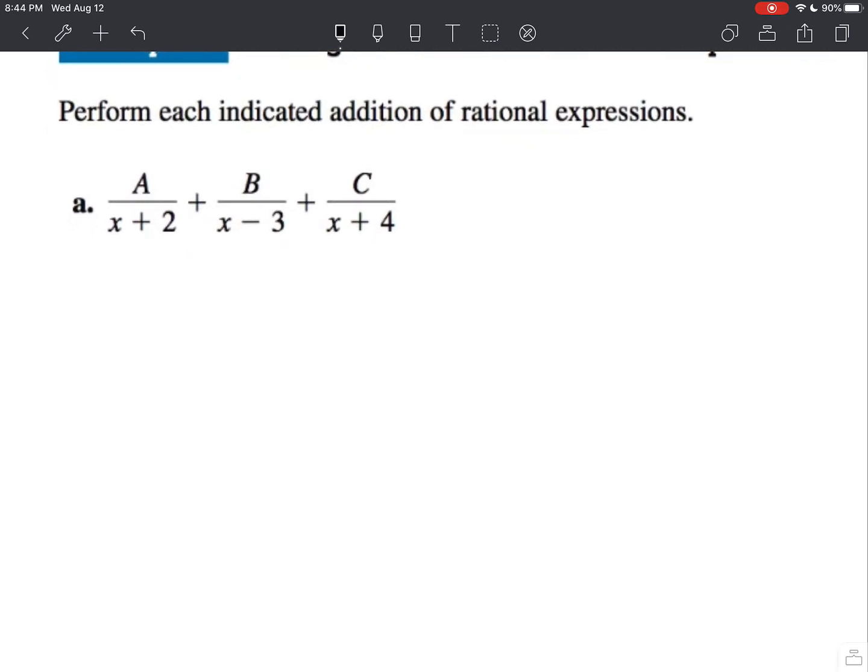So we've got a over x plus 2 plus b over x minus 3 plus c over x plus 4. We want to add these three rational expressions together. It's important to note that x is a variable. We have one variable x. A, b, and c are called parameters.